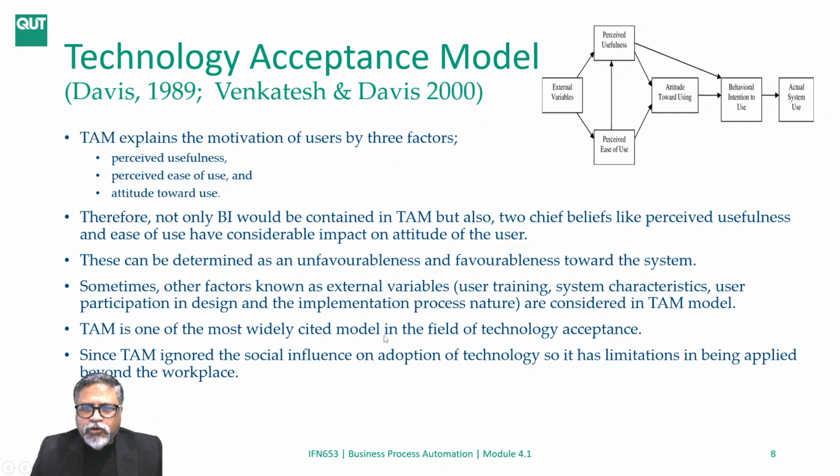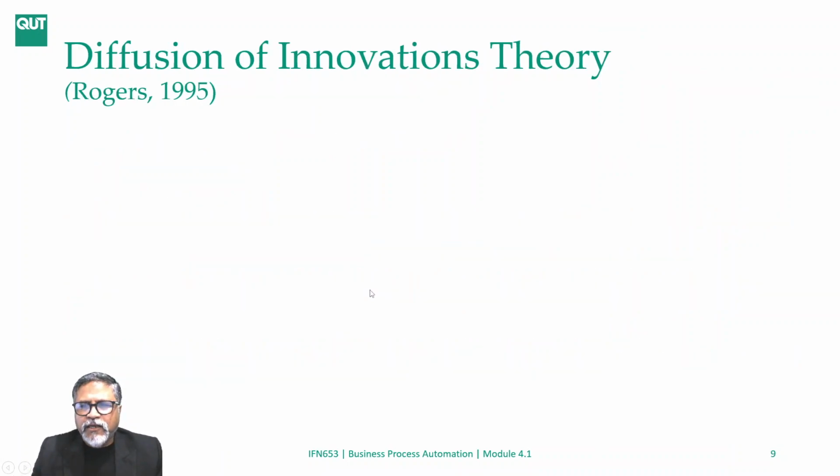Okay, so it also has limitations, right, because TAM ignores the social influence, if you notice. So there's of course a revised model called UTAUT, which I'm not discussing here, which tries to bring the social influence on adoption of technology to improve the technology acceptance model. But in its original form, it is limited because of not including the social influences, beyond the workplace as well.